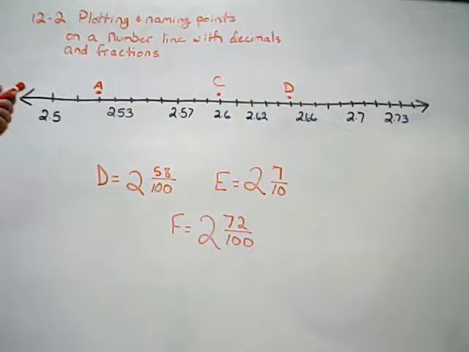So, a couple quick reminders from yesterday. First, the first spot after a decimal point is called the tenths spot. The second spot after the decimal point is called the hundredths spot.